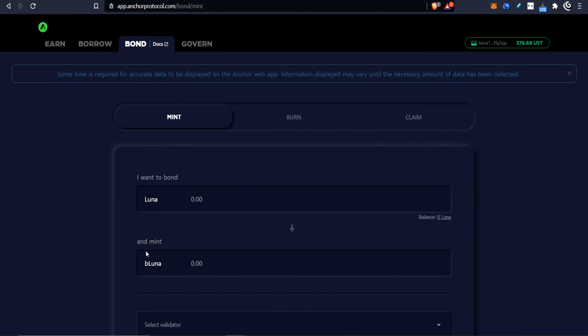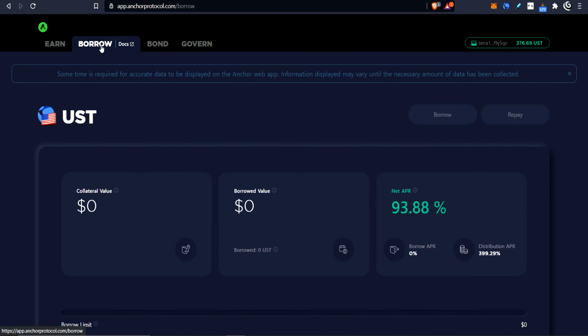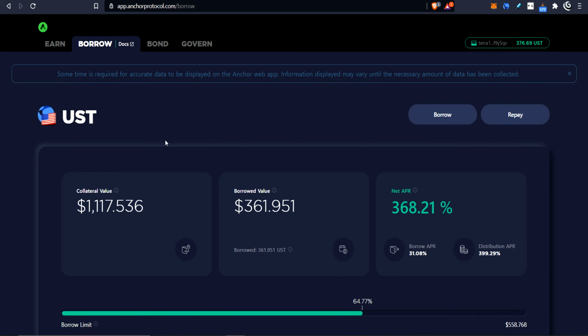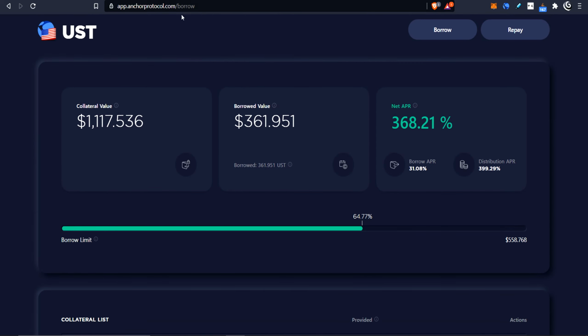So that makes these B Luna tokens actual interest-bearing tokens that have yield built into them. Okay, so this is important because this protocol here uses the B Luna tokens as collateral. So you can provide your B Luna tokens here as collateral to borrow against them.